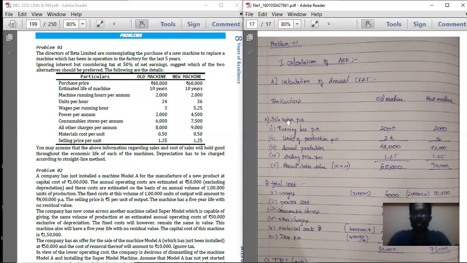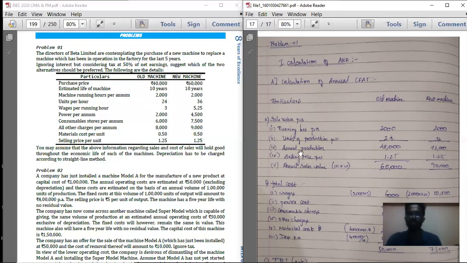Under sales value per annum, record small roman number 1, running hours per annum. That is how many hours the machine is running per annum. Old machine can run up to 2000 hours, new machine also 2000 hours. So running hours is 2000 and 2000. Below that, small roman number 2, units of production per hour. See how many units they are producing per hour: 24. Total hours running per annum is 2000. If you multiply both, you will get the total production.